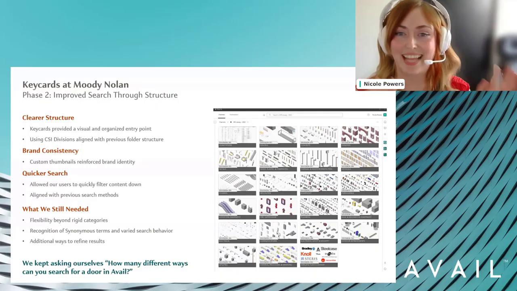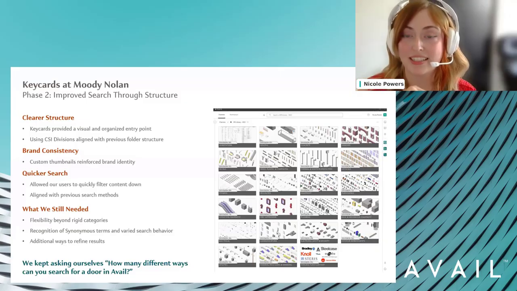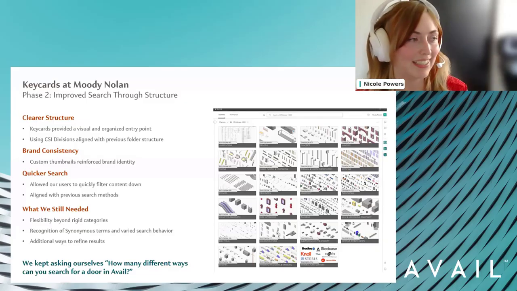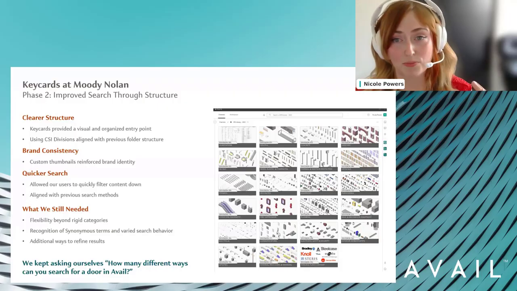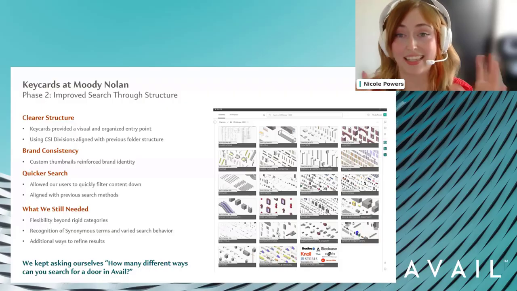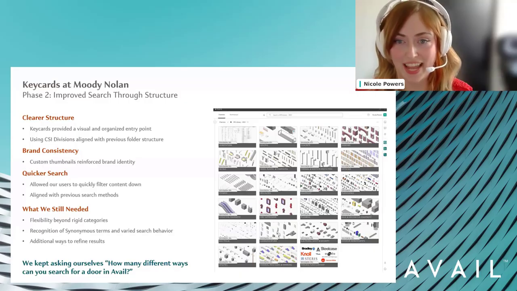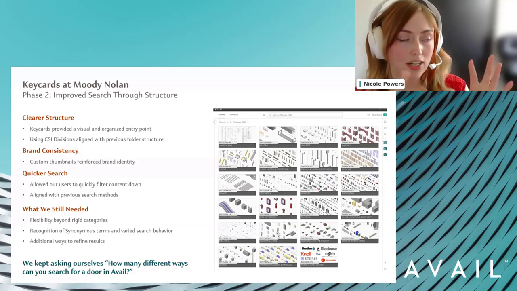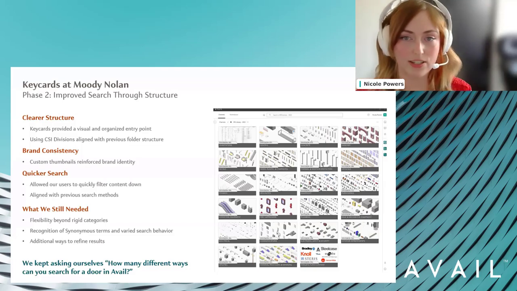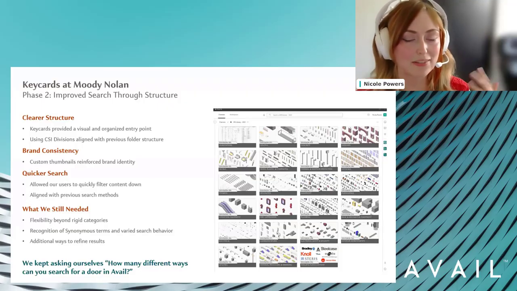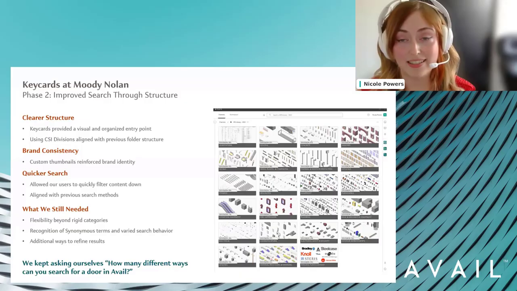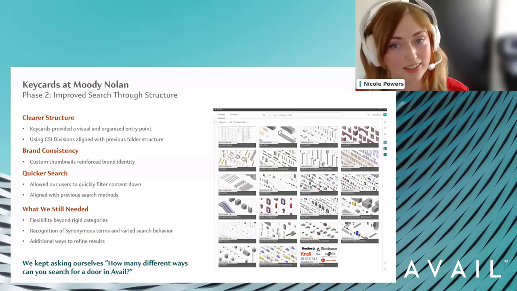And so we used that to prompt the design of our key cards, because we wanted to reinforce that new brand identity. These key cards were really successful. It's that visual search again, we're leaning on that. It gives our users a visual cue of what they would find in each CSI division, while also passively teaching them that specification organization. And yeah, search got quicker.